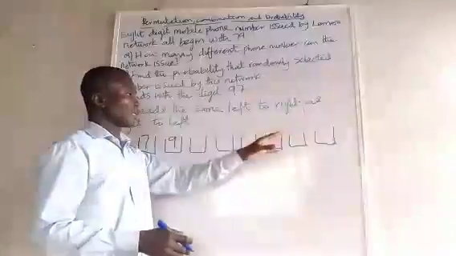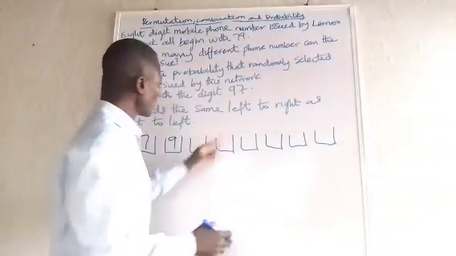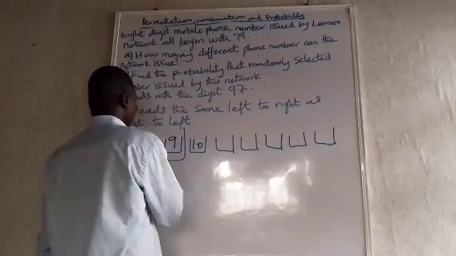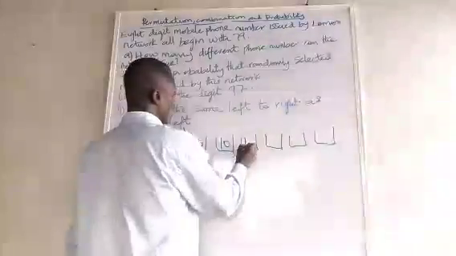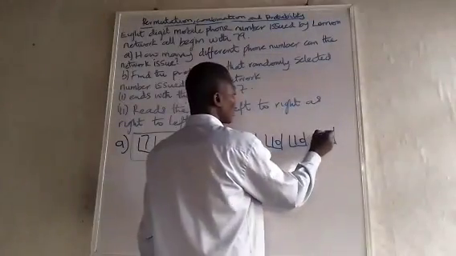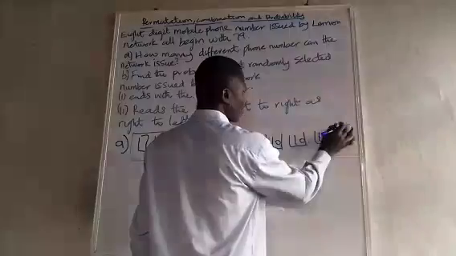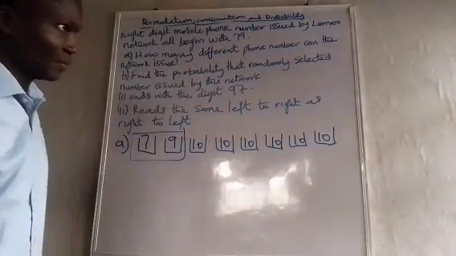And for each column, you have a possibility of 10. So for this place, you have 10. For this place, you have 10. For this place, you have 10. For this place, you have 10. For this place, you have 10. For this place, you have 10.